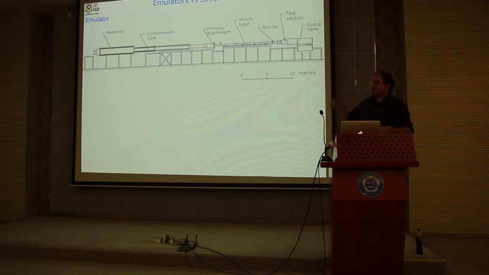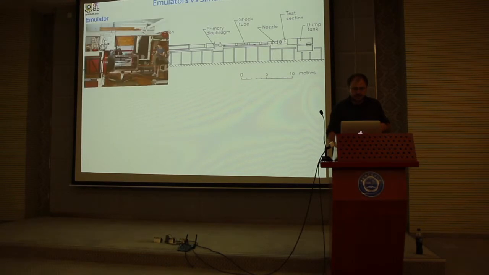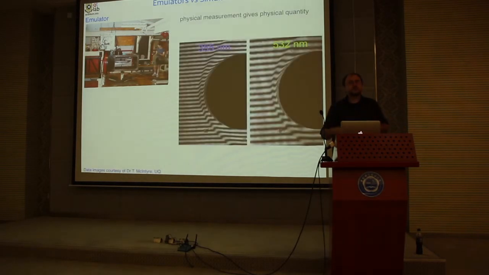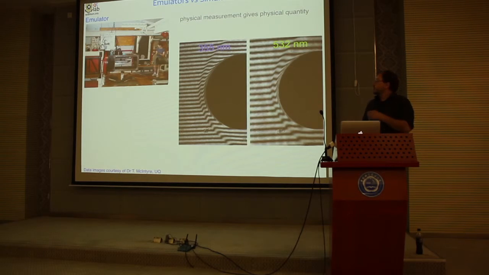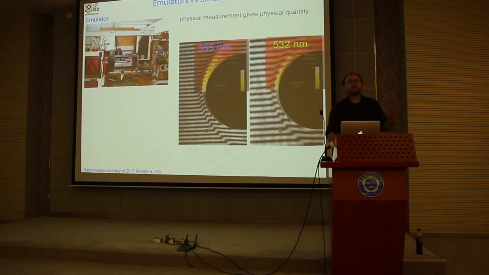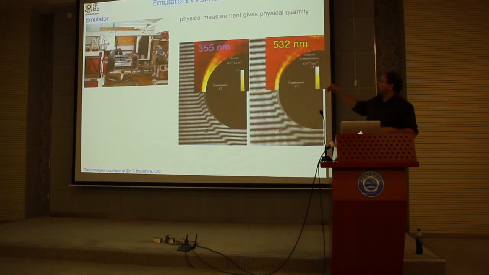So this is a shock tunnel at the University of Queensland. It produces flows of 10 kilometers a second at thousands of degrees. You need engineers to work on it, and then you put models inside the tunnel. The shock goes past and you take a photo, or in fact an interferometric hologram. And that photo is a physical measurement that gives you a physical quantity. In this case, on the left, it's the density of the flow, on the right, it's the electron concentration.